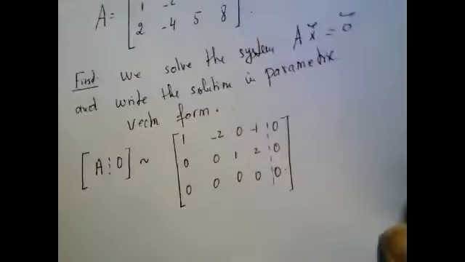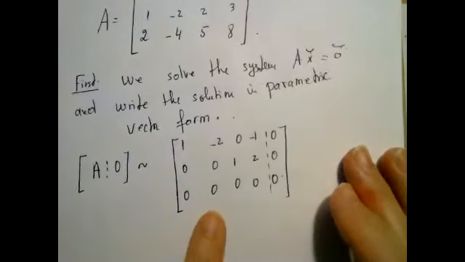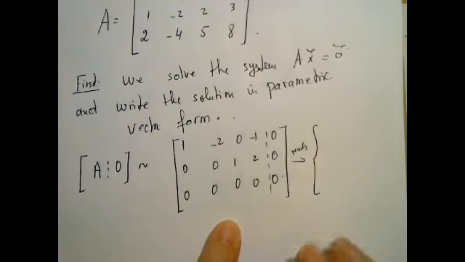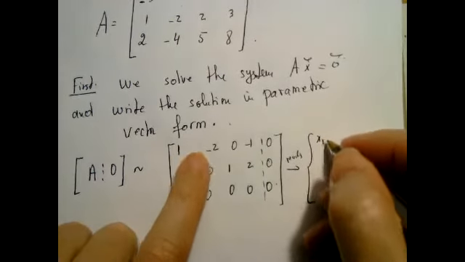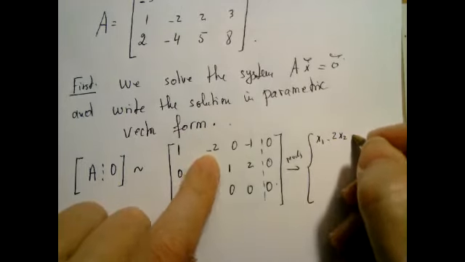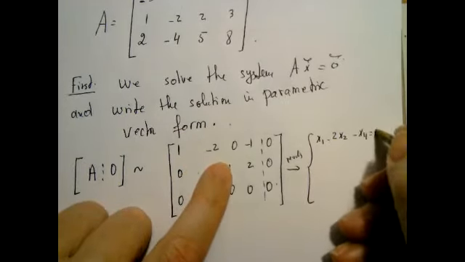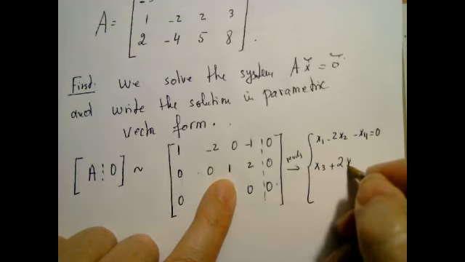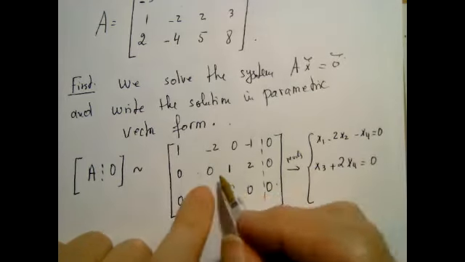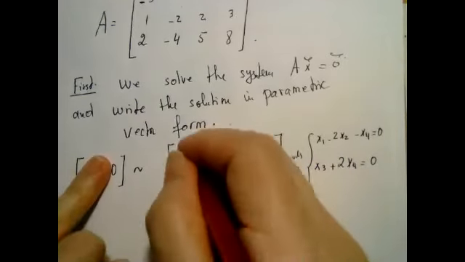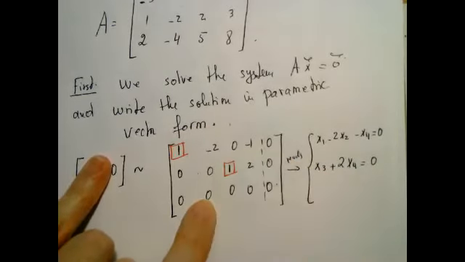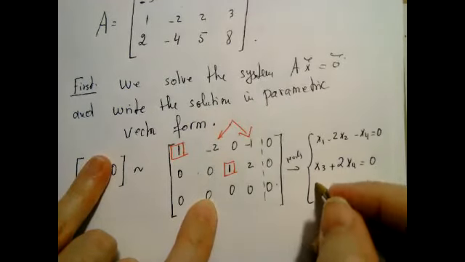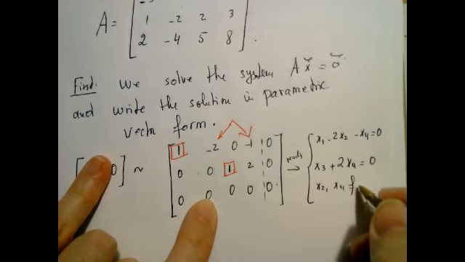Okay, very good. So now I'm going to solve. Let us remember how this will read. The first equation reads x1 minus 2x2 minus x4 equals 0. And the second one reads x3 plus 2x4 equals 0. The free variables, since I have leading entries here, are x2 and x4.